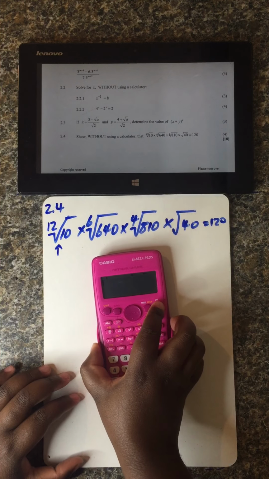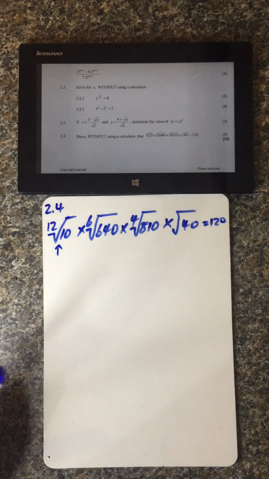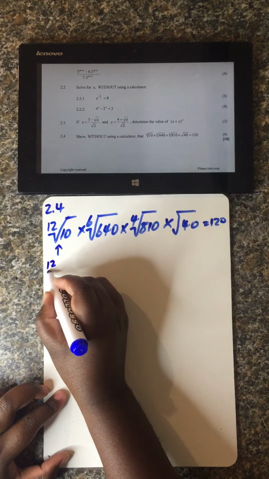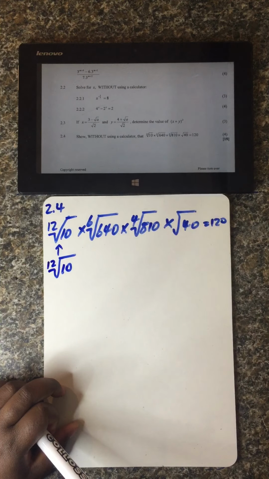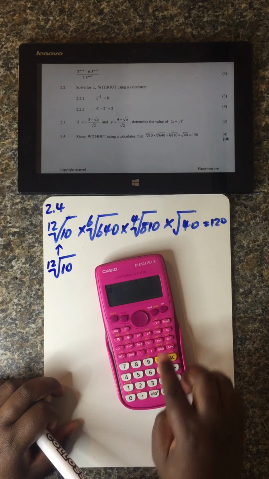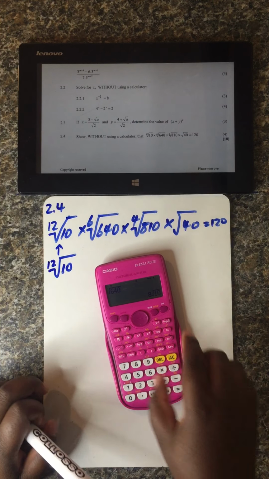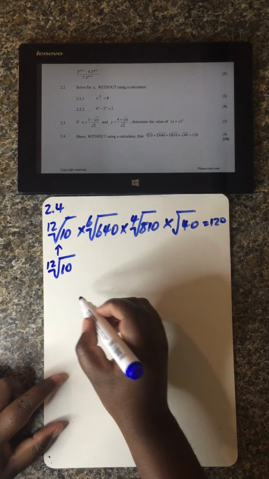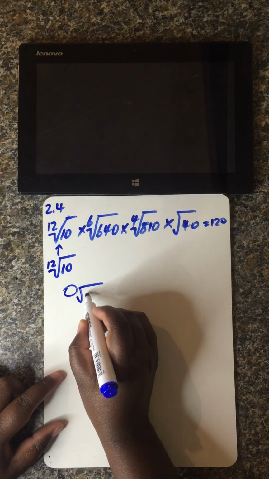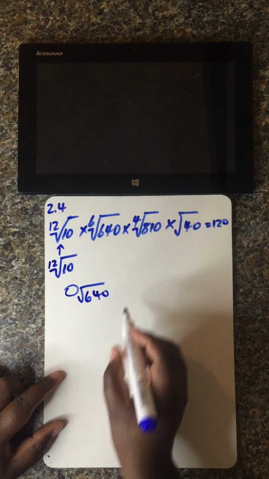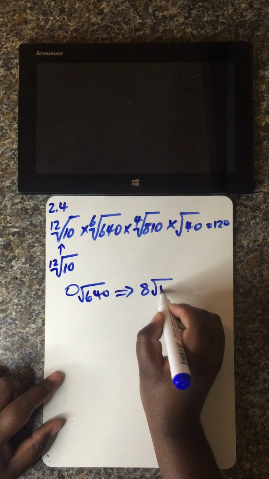Now let's use the calculator to punch that. Remember, I've just indicated that for now we can leave it as 12 to the exponent 10. So let's punch the square root of 640 and see what we get. It gives us 8. I haven't forgotten about that 6 there, but I just wanted to punch the square root of 640, so this is the same as 8 square root of 10.